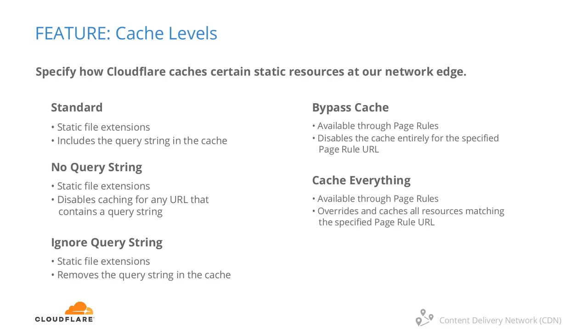And then ignore query string is just as the name implies, it ignores the query string, thus caching a resource with different query strings as the same resource. Bypass cache, which is enabled through page rules, effectively disables caching for any resources that match that page rule. And then there's cache everything, which is also enabled through page rules and attempts to cache any resource, including HTML, that also match that page rule. So these settings tell Cloudflare how to cache your resources, but what about your visitors' browsers, right? So that's where browser cache expiration comes in, so let's discuss that next.